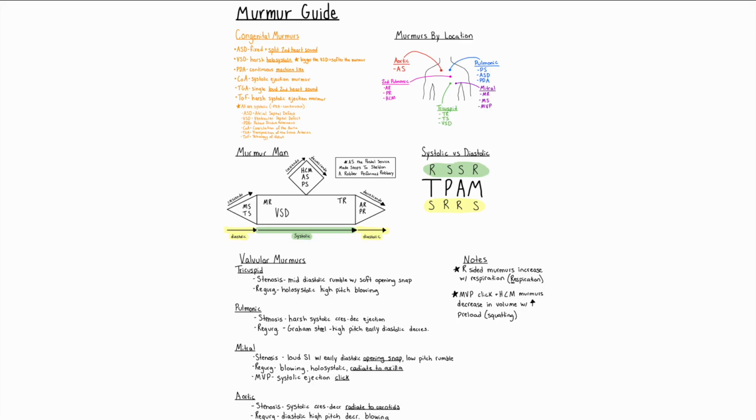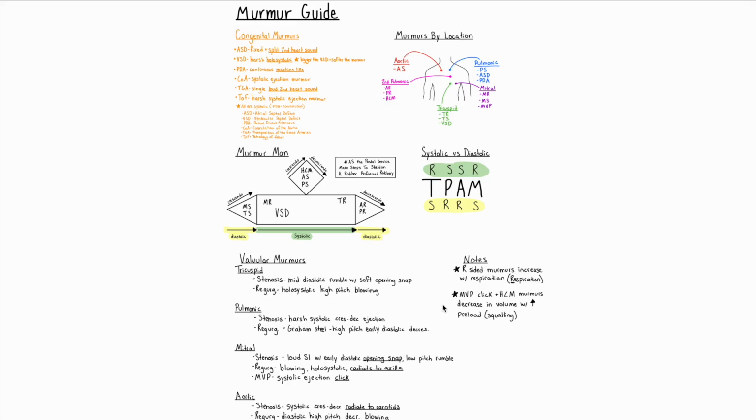And then there are a few other tips as well, and this is not all encompassing of everything you need to know about murmurs, but I feel like this gets you really far. Right-sided murmurs increase with respiration, or increase with inspiration. So I remembered this by thinking respiration, right-sided. So, for example, tricuspid murmurs are on the right side of the heart. They will increase with respiration.